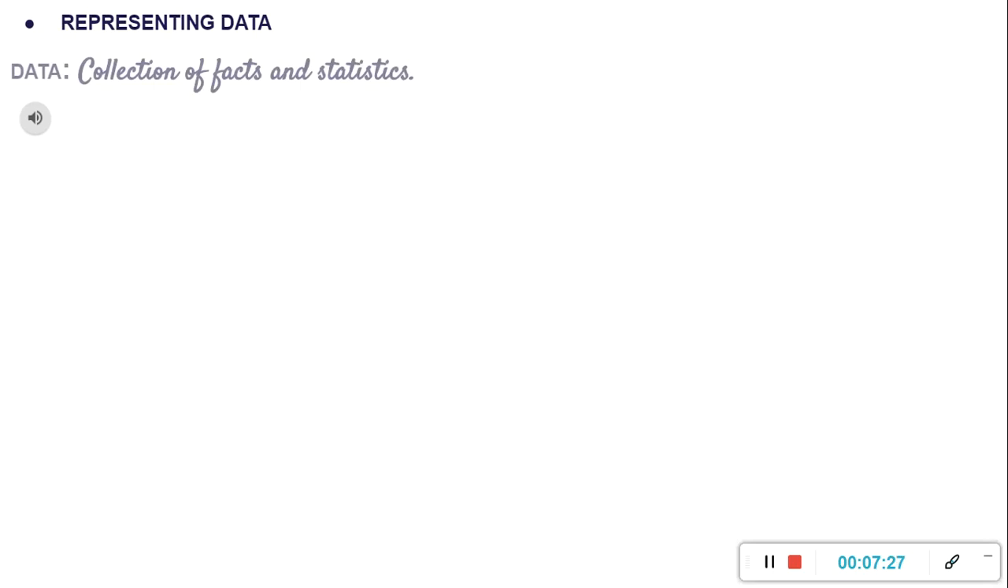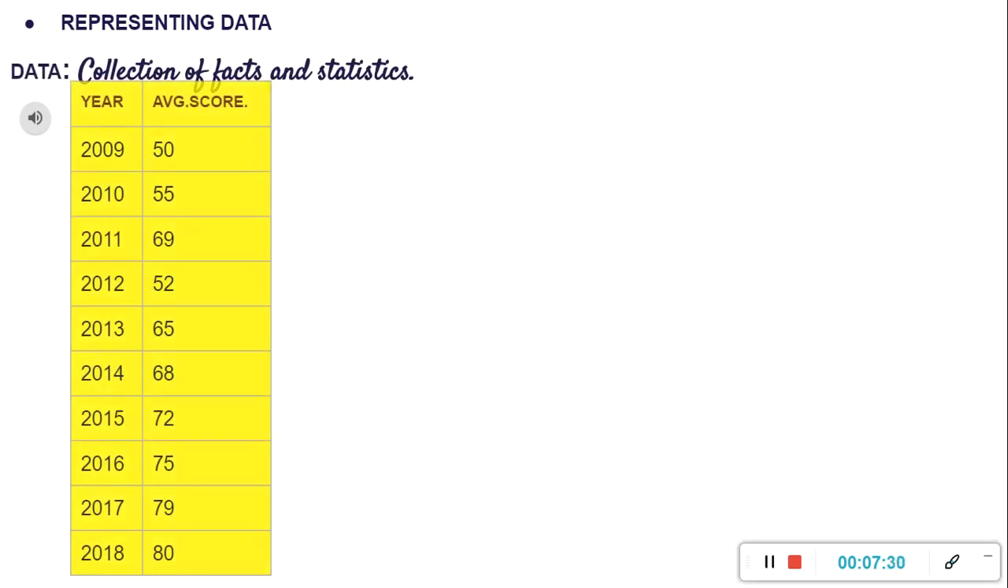Let's see our next point, that is organizing data, representing data. Now let's say that we want to do a comparative analysis on the score of students in a school for 10 years. So now you see the situation is not simple. It's more complicated, right? Why?